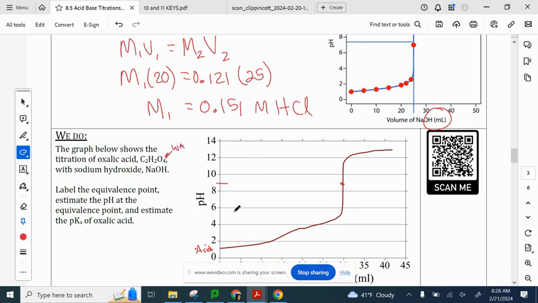Okay, so if they didn't even tell us this, if they just said an acid and they didn't give us any of this stuff, we should still be able to determine that this is a weak acid just from this graph. Is that making sense? All right.